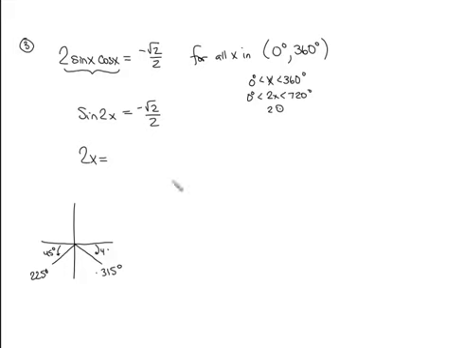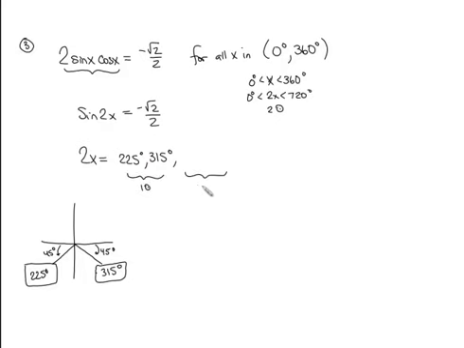All right. So we get 45-degree reference angles. So 360 minus 45 gives us 315. 180 plus 45 gives us 225. Those are the two places where sine of theta is equal to negative radical 2 over 2. So we get 225 degrees, 315 degrees. That's the first time around the circle.